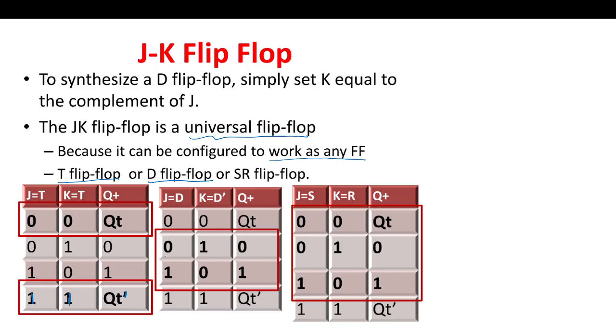Next, D flip flop, that is whatever is the value. Say we assume this is the D and this is the complement of D, then this becomes a D flip flop. SR flip flop, anyway, this state is not allowed. So till this state, if we allow, it becomes a SR flip flop.